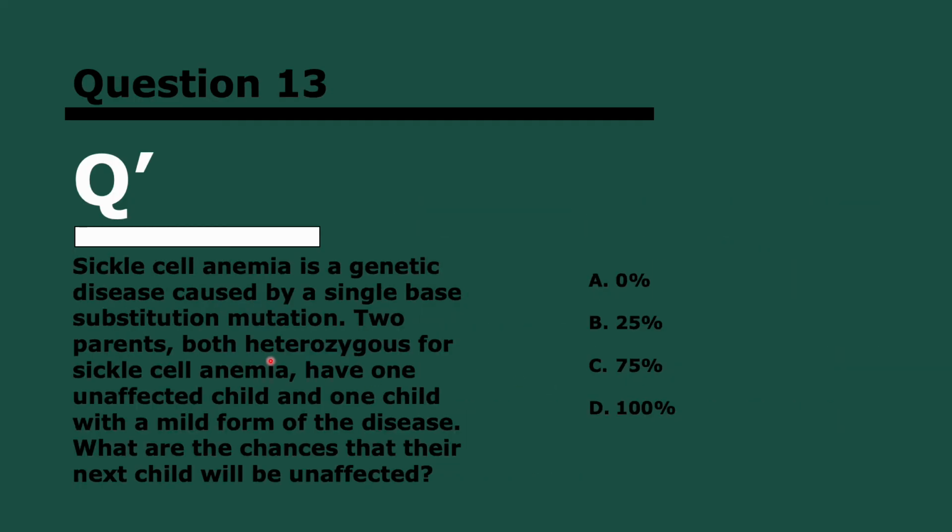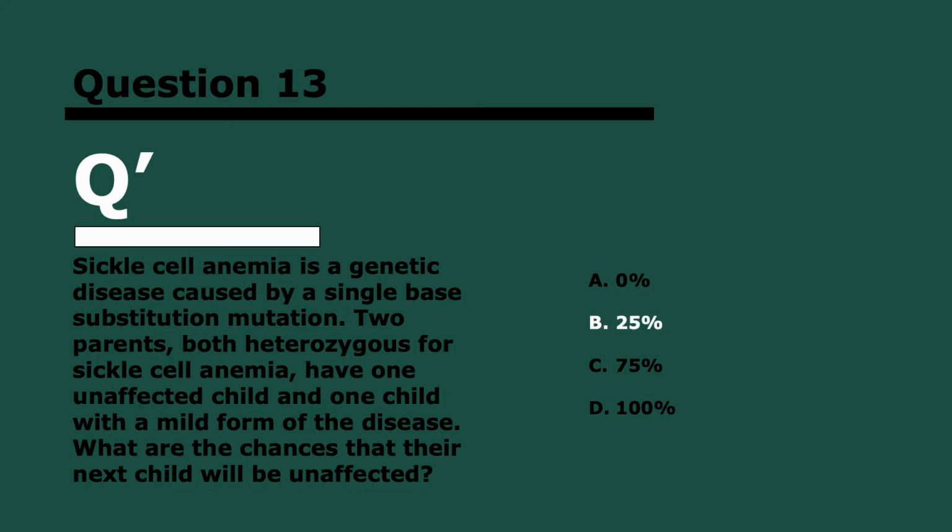Okay, one where you have to think a little. Sickle cell anemia is a genetic disease caused by a single base substitution mutation. Two parents, both heterozygous, have one unaffected child and one child with a mild form of the disease. What are the chances that their next child will be unaffected? Okay, again, think a little. And 3, 2, and 1.